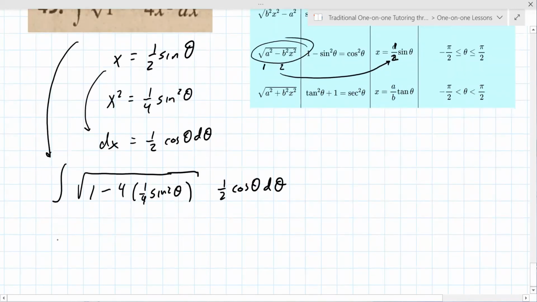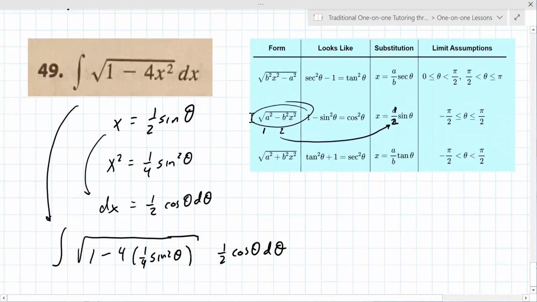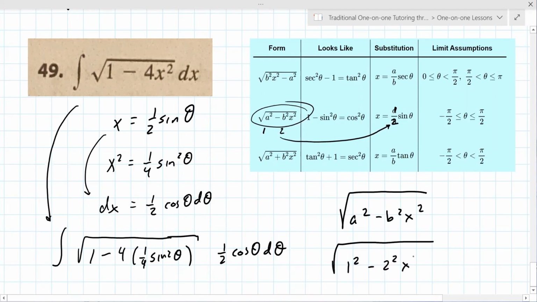Can we go back to the x part? Yes. Where you were choosing what x is? Yes. Okay, so your problem, let me write out a squared minus b squared x squared, and then let me write out your problem. Your problem is 1 squared minus 2 squared x squared. And your substitution is a over b sine theta. So your substitution is 1 over 2 sine theta. You have to be able to match these up.